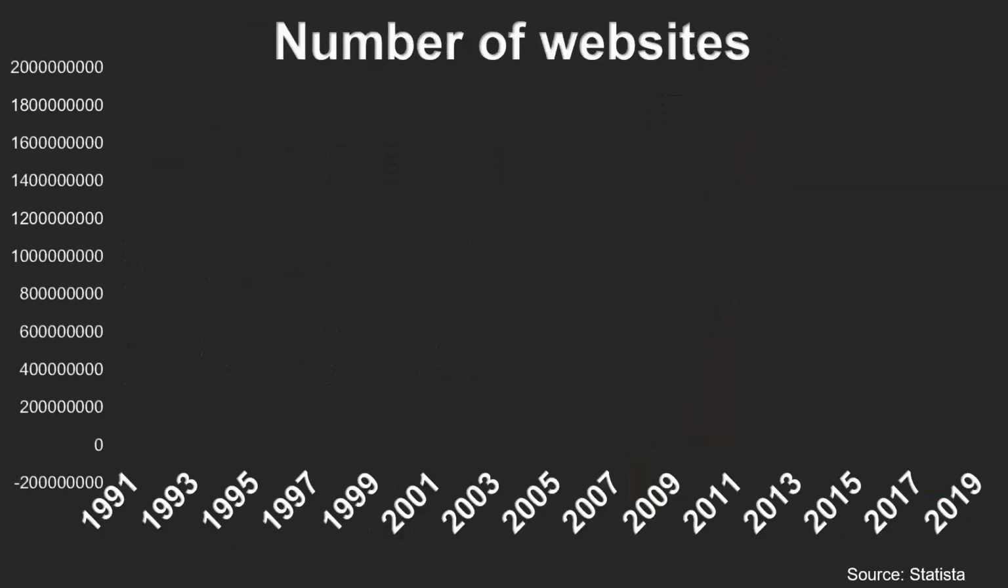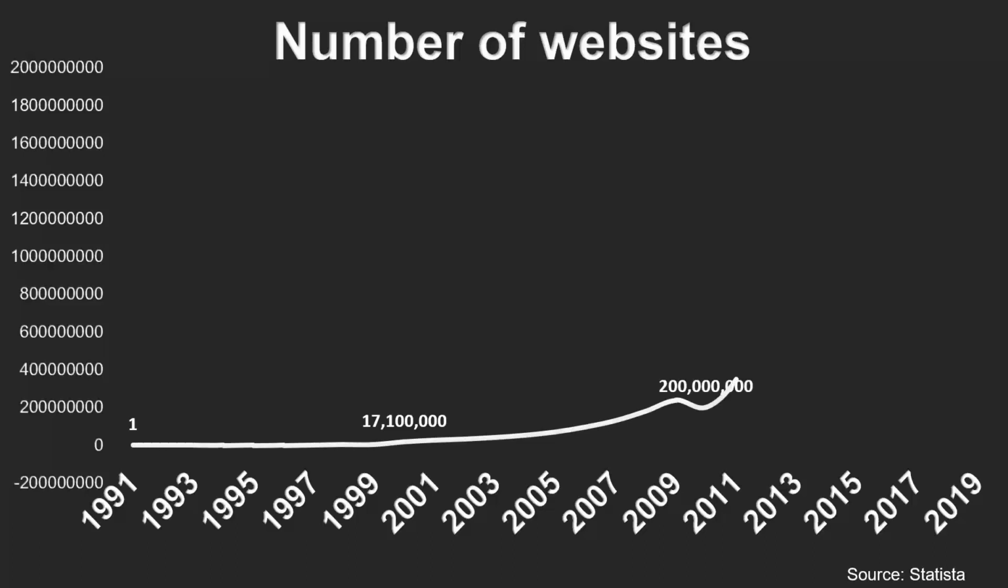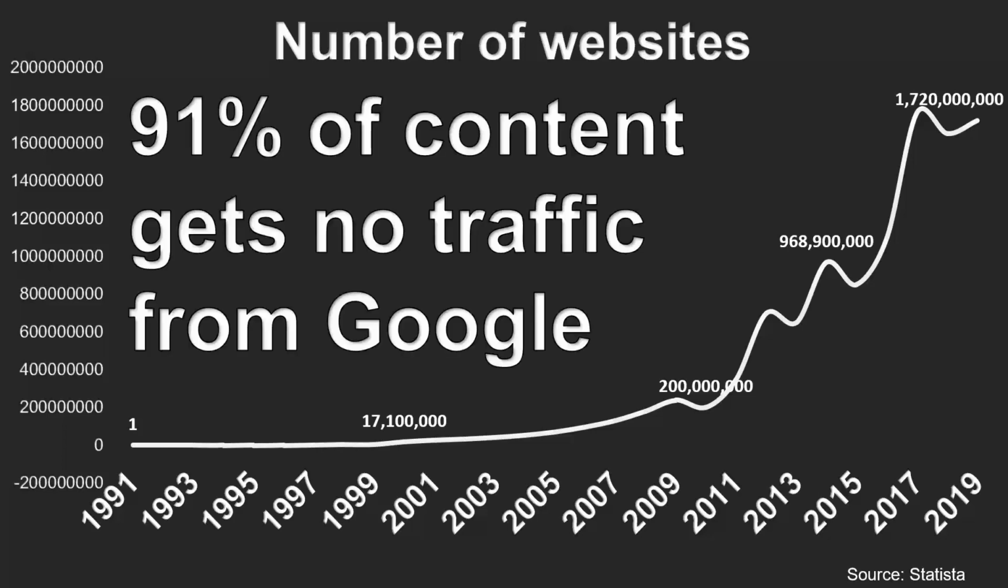Most data centers are data dumps. Look at the number of websites. One website back in 1991. Look at how they've exploded since the turn of the century. Now it's estimated something like 1.7, 1.8 billion websites. How on earth do you need 1.7 billion websites? 91% of content gets no traffic from Google. So we're creating huge quantities of content that never even sees the light of day.